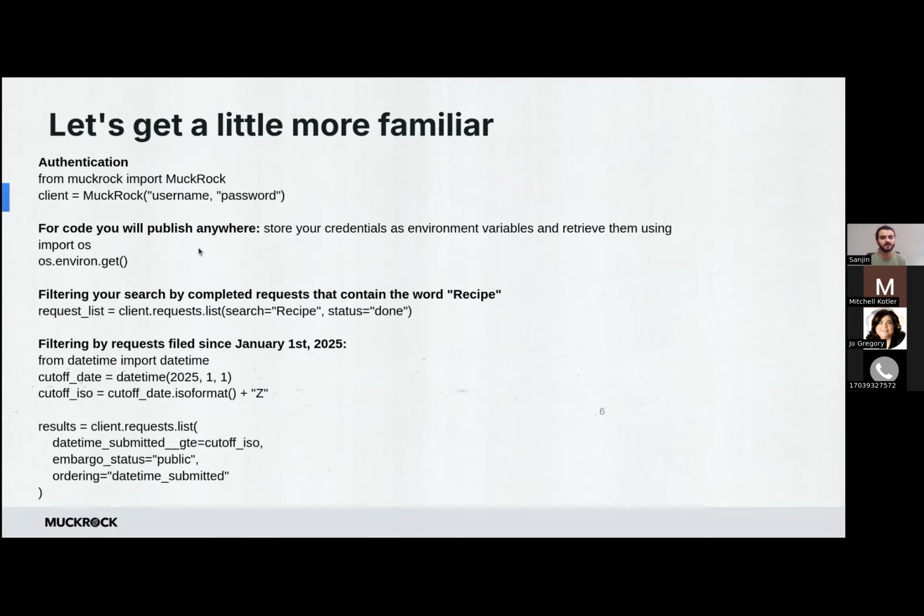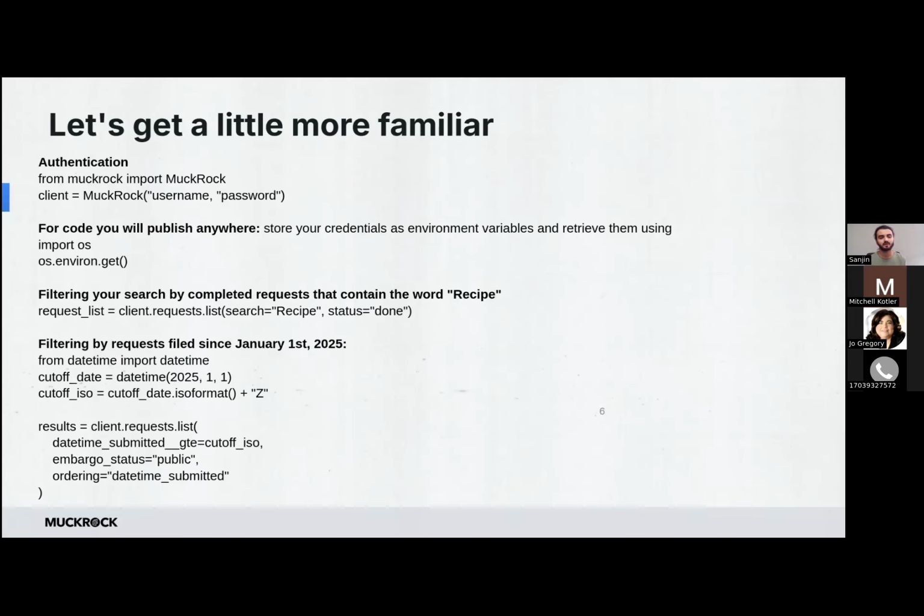The Python MuckRock wrapper has an authentication layer already built in. It handles all the token management for you, so you don't have to refresh tokens every once in a while. If it completely expires, you will have to re-authenticate. Like if you close a session and open it again, you would have to authenticate. But generally, you authenticate with your username and password.